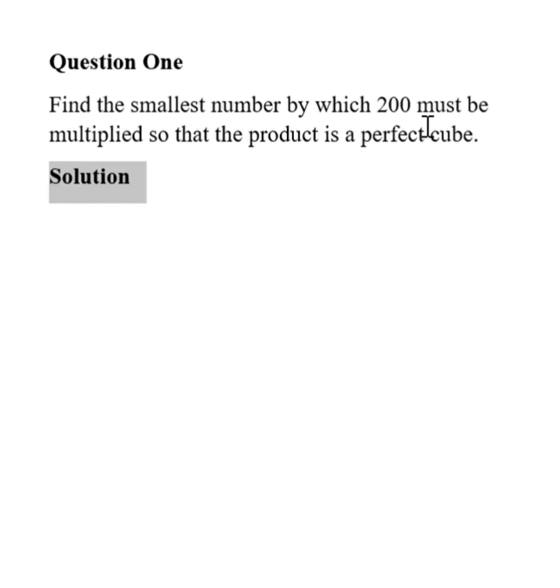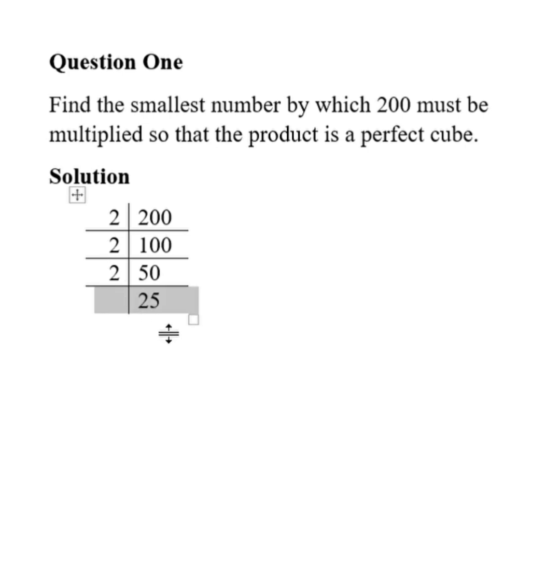So we shall say 200 divided by 2 gives us 100. 100 divided by 2 gives us 50. 50 divided by 2 gives us 25. 25 divided by 5 gives us 5. And then 5 divided by 5 gives us 1.